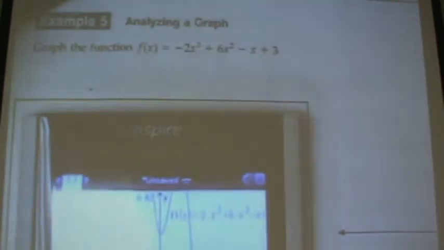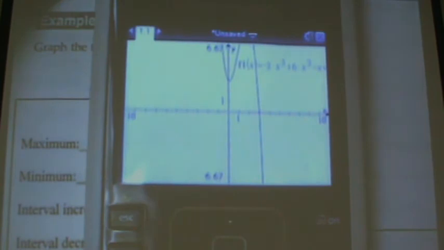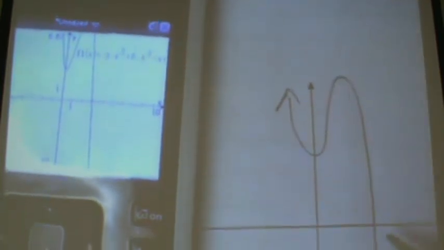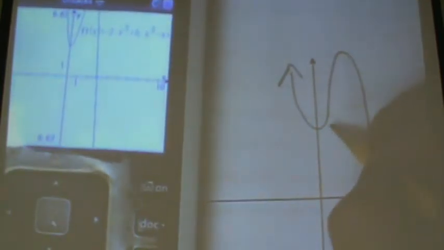Okay, so here's my graph. Sketch this the best you can. This will help you. It looks something like this. So, what's this going to be called?